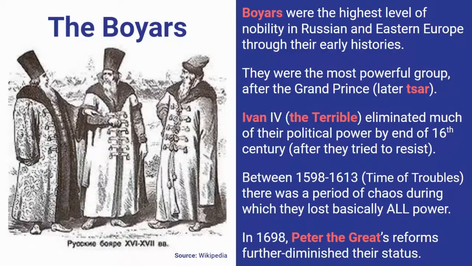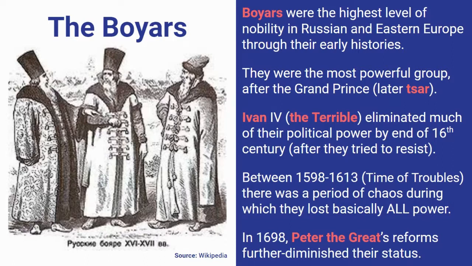So the boyars were the highest level of nobility that existed in Russian society and really Eastern European societies throughout most of their early histories. The boyars go back to about the 9th century, so this is going back a long, long way. But they were a powerful group all the way through the end, at least, of the 17th century, as you can see there on the screen. They were the land-owning elites, and they were the most powerful group except the Grand Prince, later called the Tsar. Remember, the Grand Prince was the Grand Prince of Kiev initially, and then the Grand Prince of Moscow. These were the main leaders, and later on we'll call that position Tsar.